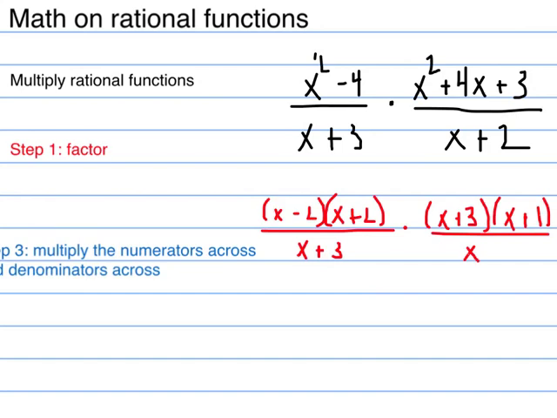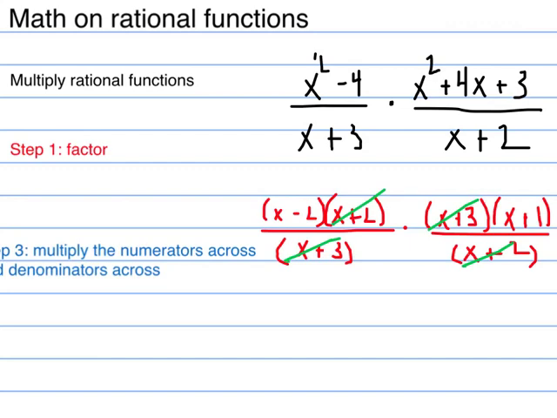Now we're going to look at all of these values in the numerator and all the whole values in the denominator. We can look to see if we can cancel anything. So here I have this x plus 3 and this x plus 3, because one's in the numerator and one's in the denominator, they will cancel out. And then I have an x plus 2 in the denominator that should cancel out with the numerator there.